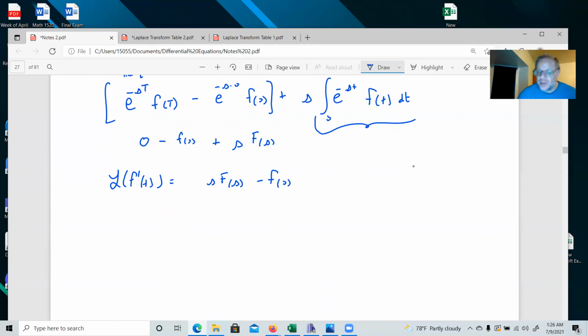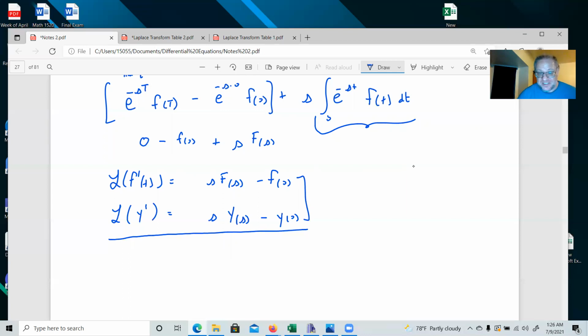Equivalently, if I want to take the Laplace transform of y prime, this is what we're going to be solving for. I'm going to write it s Y(s) minus y(0). I'm going to go back and forth between these two notations. Different books use different ones, but they're equivalent. That is the Laplace transform of the first derivative.